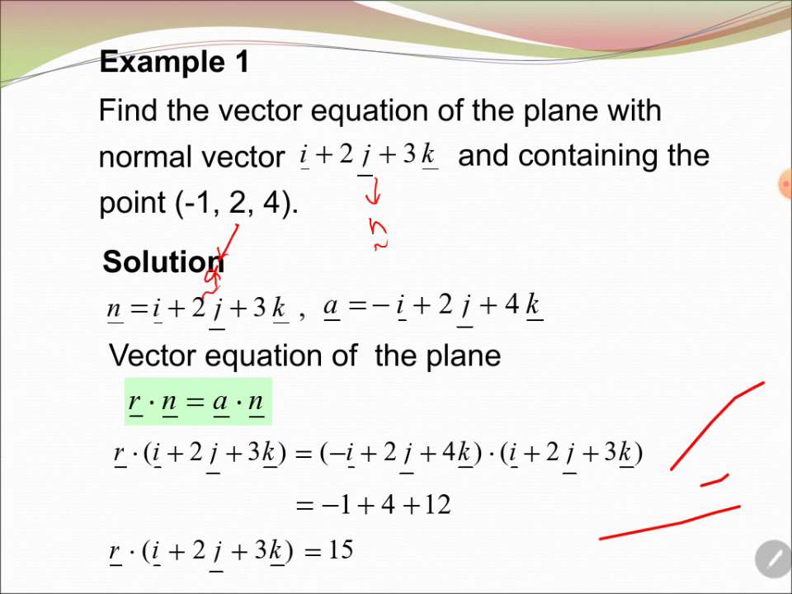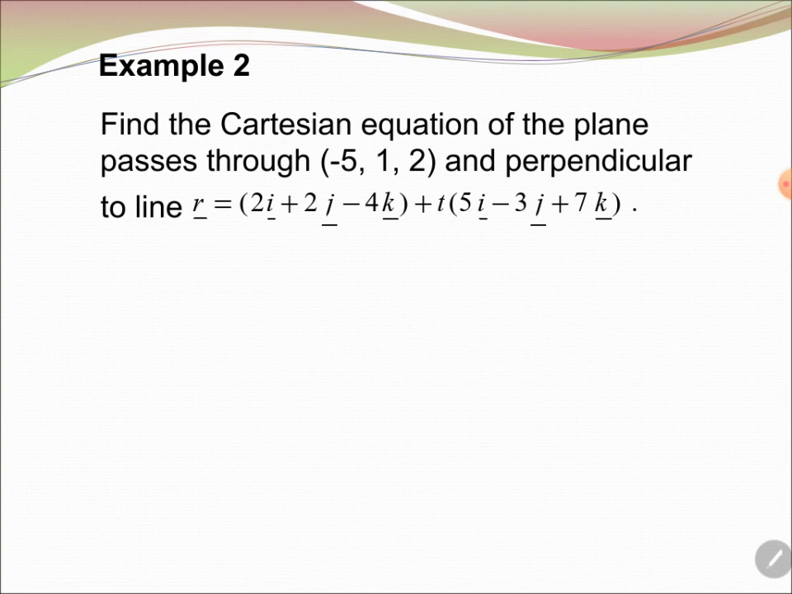So this is the vector equation. If they ask you to find the other form of vector equation, then you have to write it down. And then, example 2. Find the Cartesian equation of the plane that passes through (-5, 1, 2) and is perpendicular to the line r = 2i + 2j - 4k + t(5i - 3j + 7k).